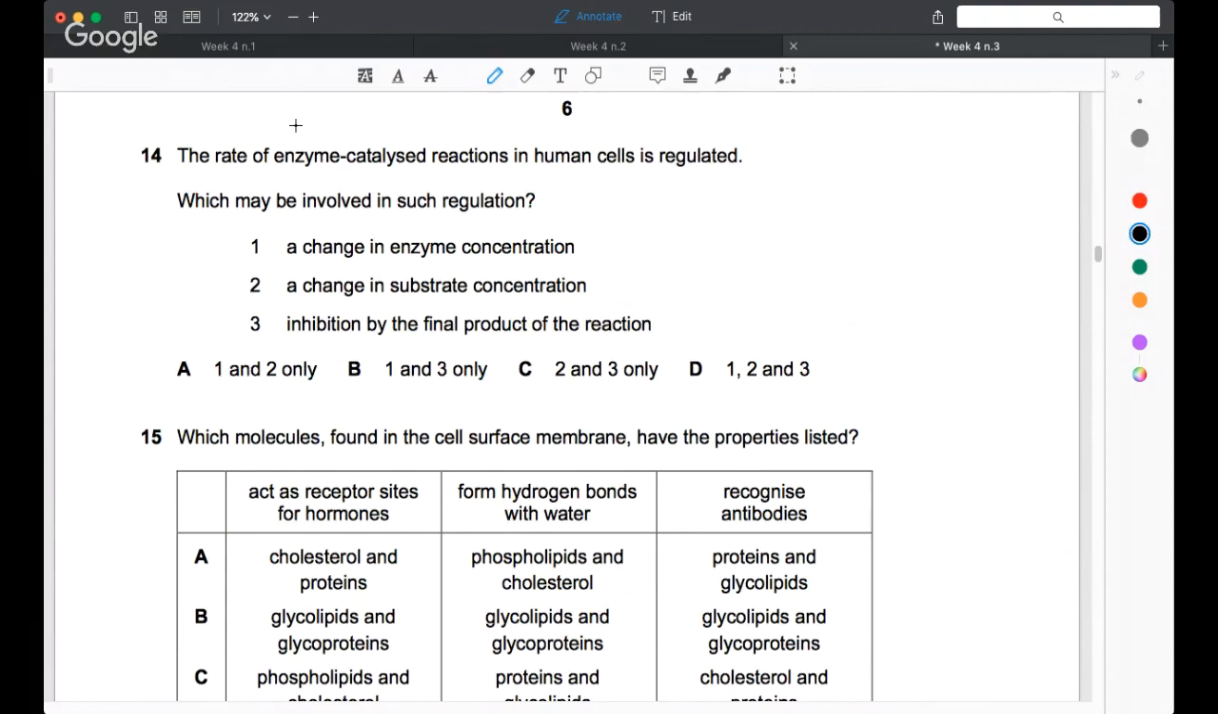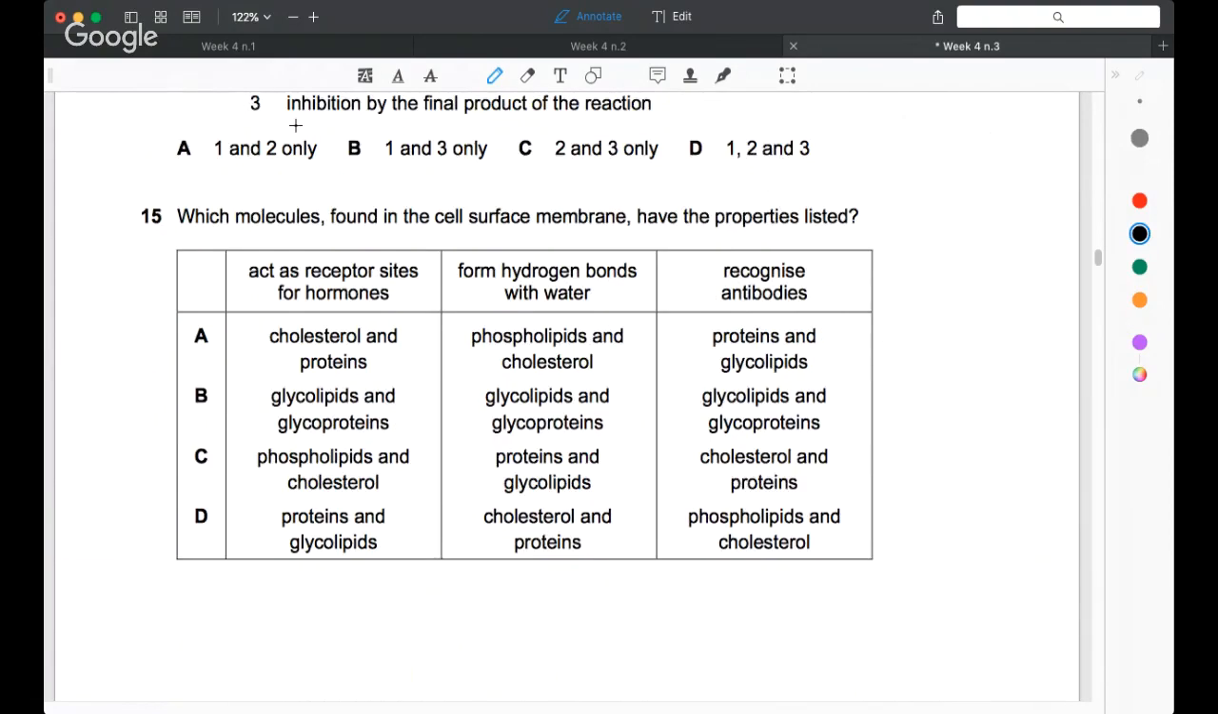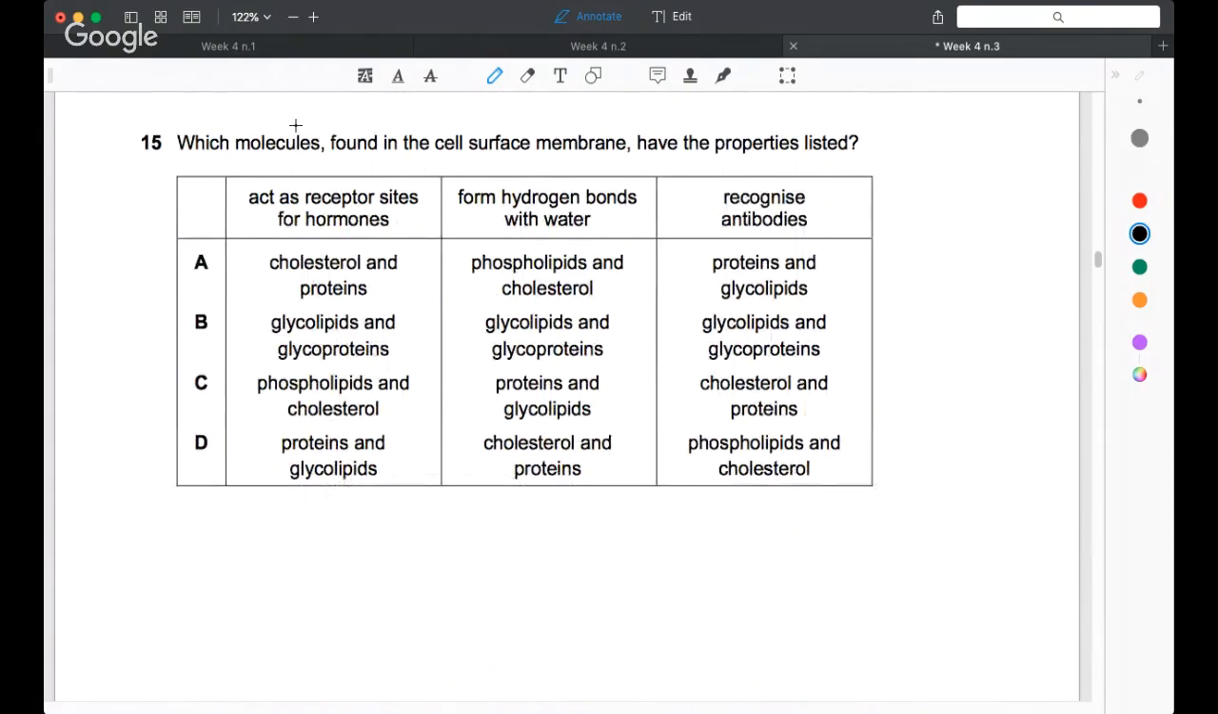D. Good. And what's number three called? End product inhibition. Yeah, good. Or you could call that negative feedback as well. B. Good.